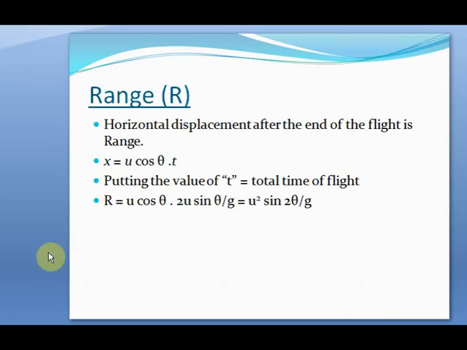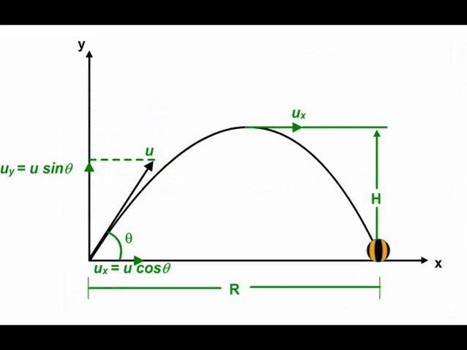Now let's calculate the range of the projectile. Range of the projectile is defined as the horizontal displacement after the end of the flight. To calculate this, let's see the animation again. As you can see from here, let's say that projectile starts at point P, which is the origin, and after the end of the flight it is at point Q. So this PQ would be the range of the projectile.